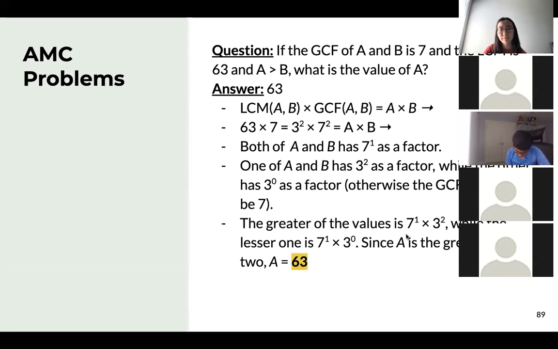So the larger value is 7 times 3 squared, while the lesser value is 7 times 3 to the 0th power. And since we know a has to be the larger value, a equals 7 times 3 times 3, which is 63.